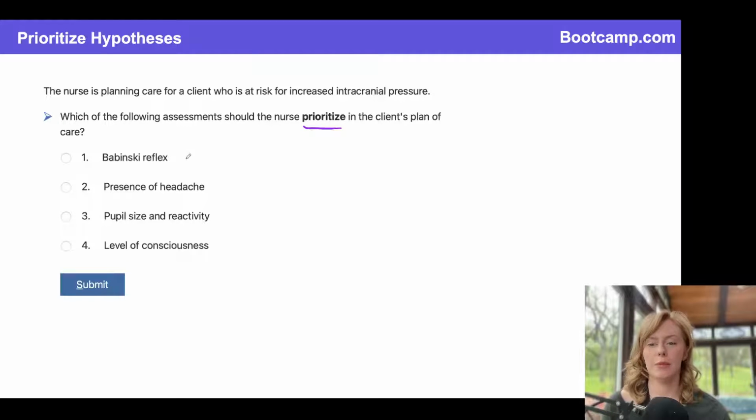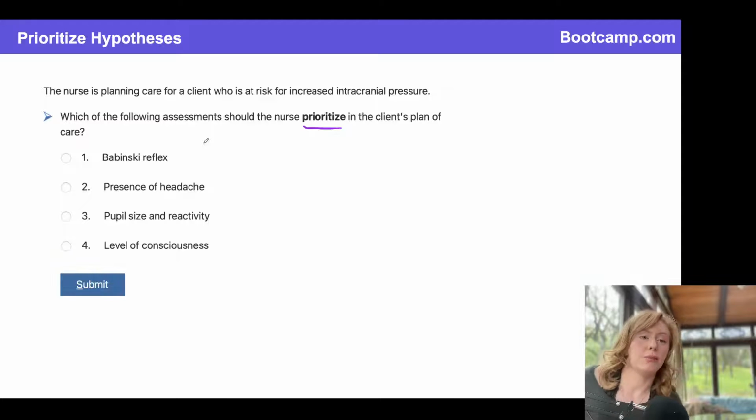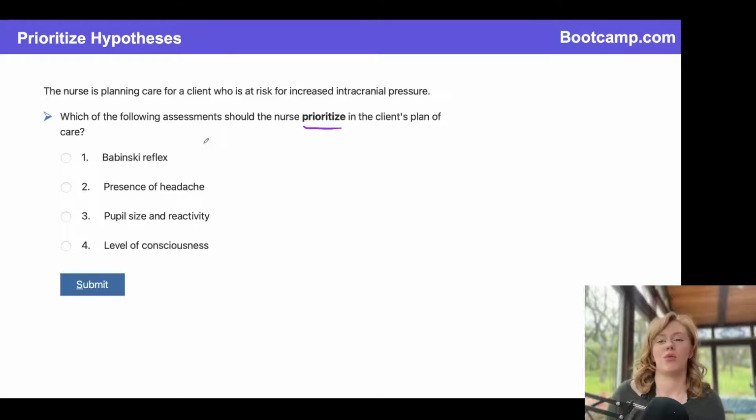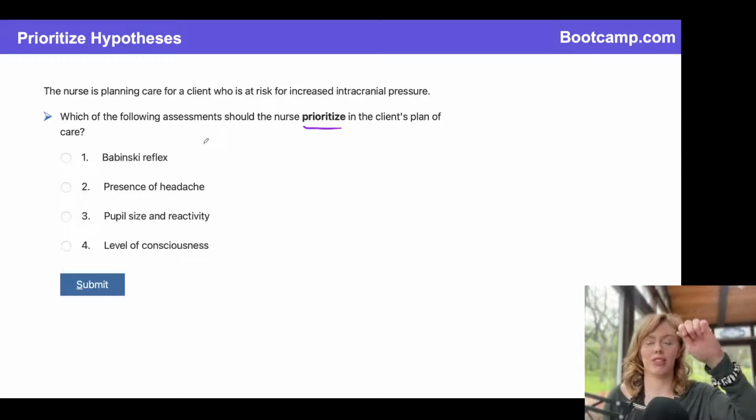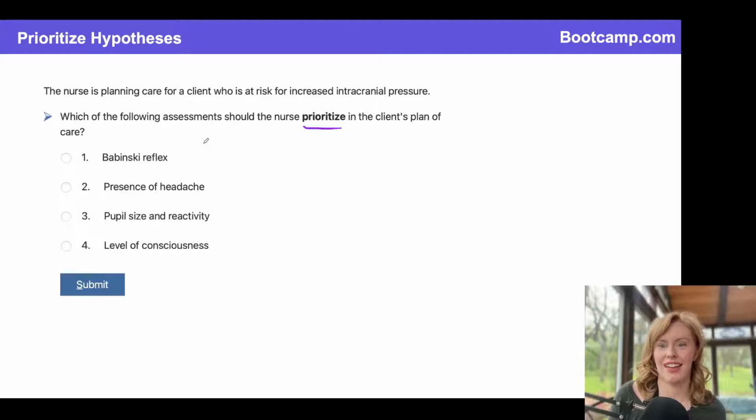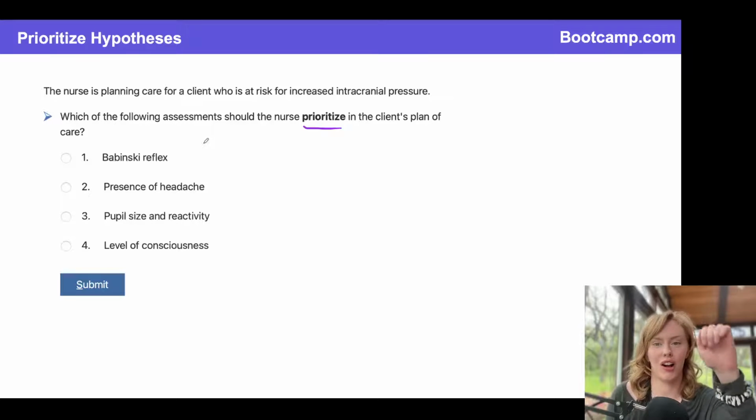And so is it the Babinski reflex? So the Babinski reflex, remember, tells us about spinal cord injuries. And what's normal? Just quick question. If you assess the Babinski reflex, is it normal in an adult for the toes to fan out or for the toes to curl under? Yeah, so a normal Babinski reflex in an adult is for the toes to curl under, right? But that would only tell us about a spinal cord injury issue, not really about increased ICP. So it's not this one.